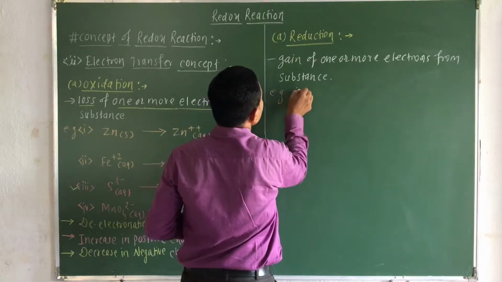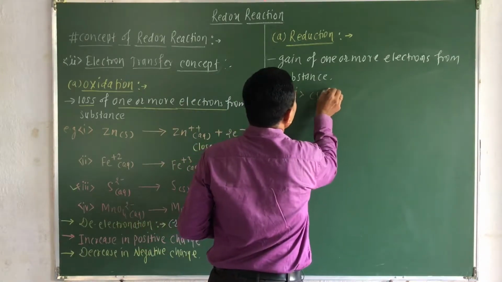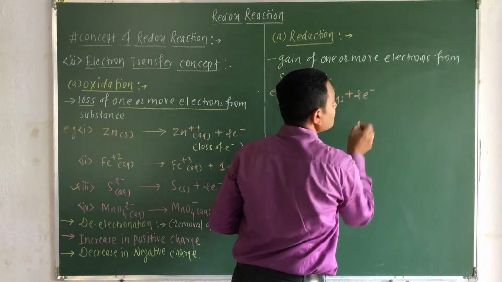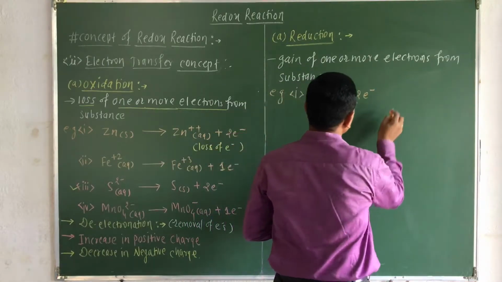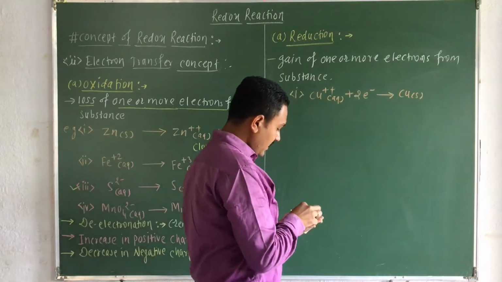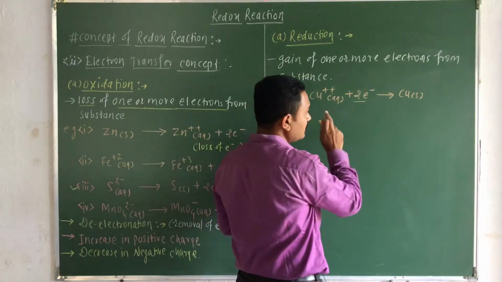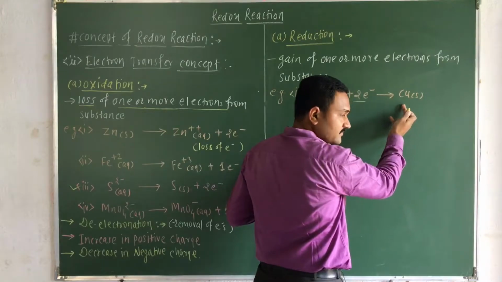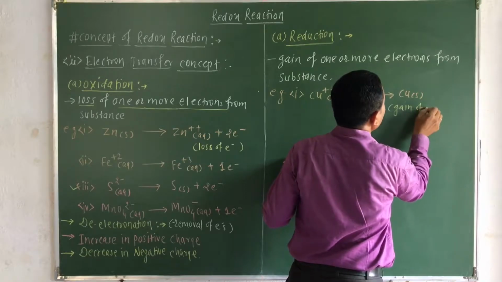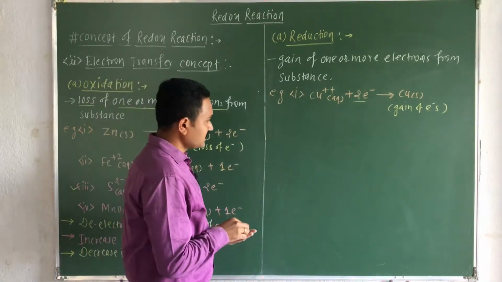Examples: first, Cu2+ aqueous plus 2 electrons gives Cu in solid form. As these 2 electrons are gained by the Cu2+ ion, the positive charge is neutralized. Hence there is a gain of electrons, so this process is nothing but the reduction process.